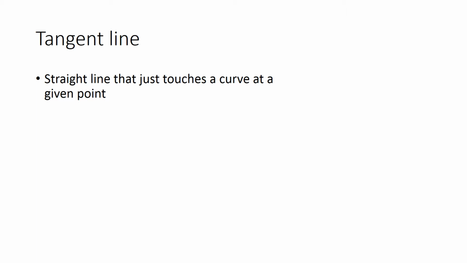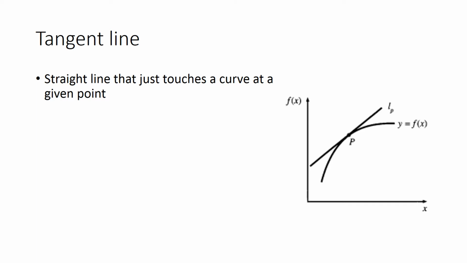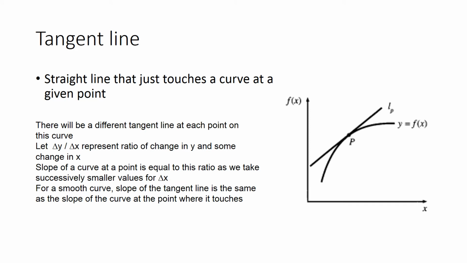As you all know, the tangent line is a straight line that just touches a curve at a given point. Look at this curve. The curve given by y equal to f(x) has a tangent at P. The line touches the curve at just one point, P. In the case of other points, it lies above the function. So obviously, there will be a different tangent line at each point on this curve.